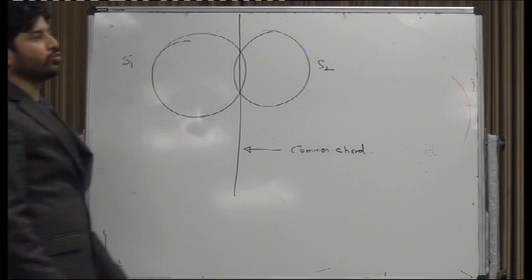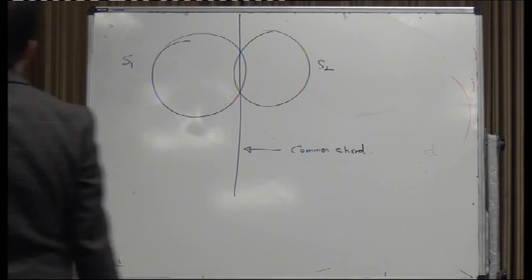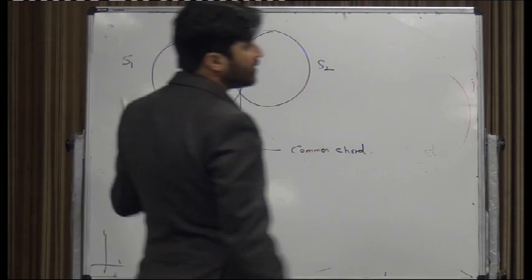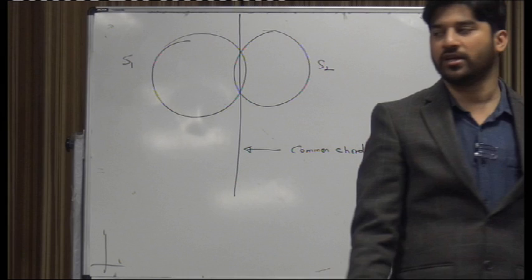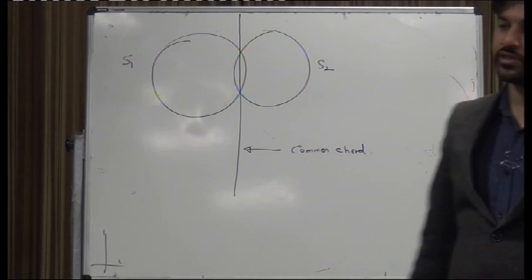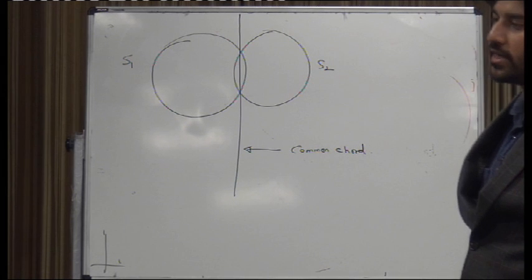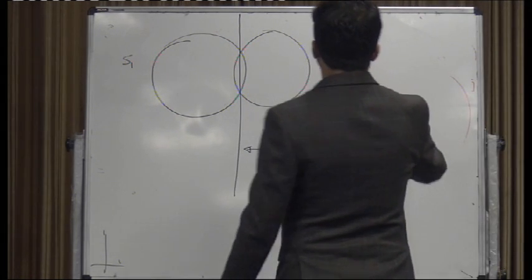So you have two circles S1 and S2, and they are cutting each other at 2 points. And then there is this line chord which is passing through those 2 points of intersection. I'm going to call this line the common chord. Can you tell me the equation of this common chord?